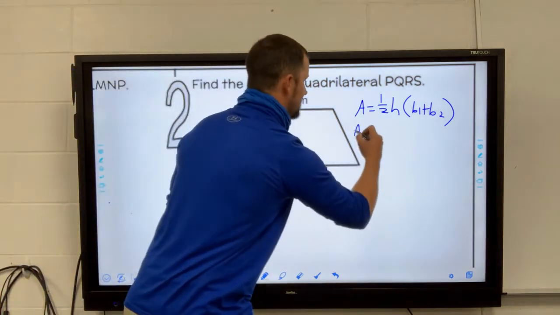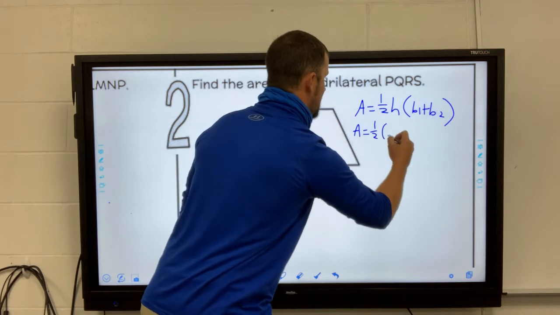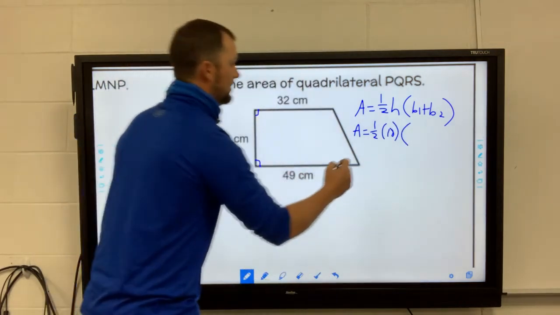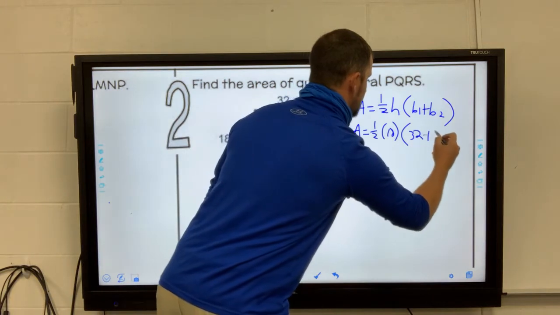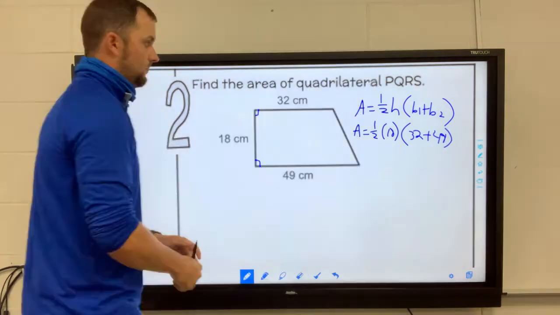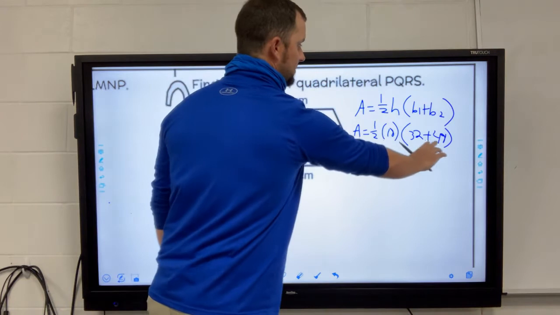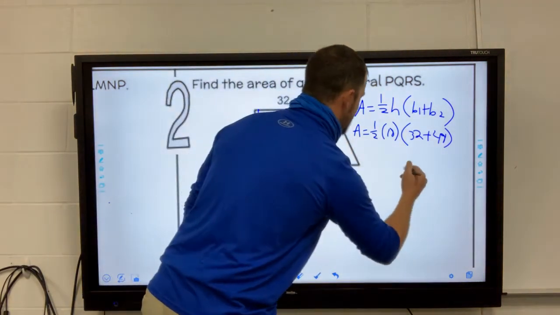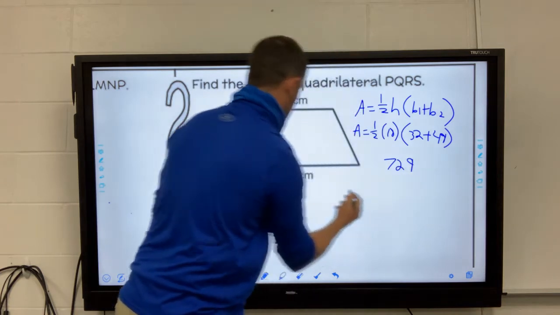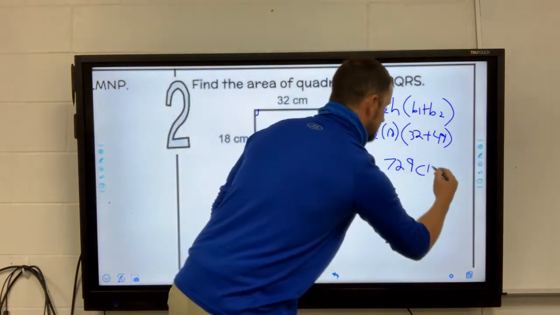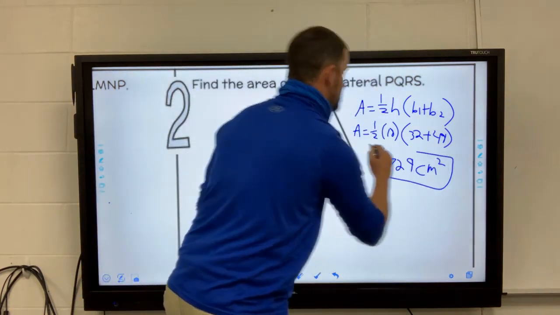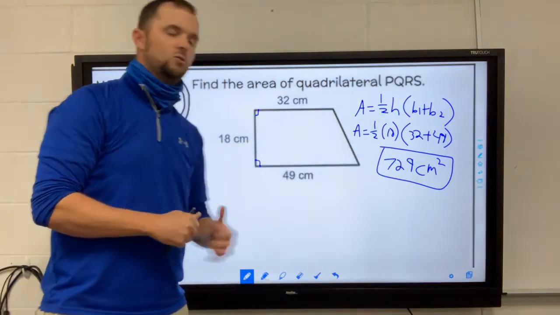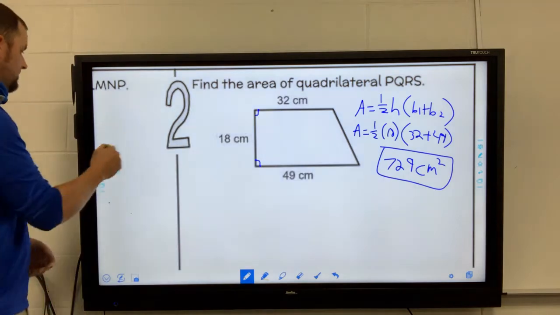So the area is going to equal 1/2 the height, which is 18. And then I'm going to do base 1 plus base 2. So 1/2 of 18, 32 plus 49, is all going to work out to be 729. And it looks like I'm dealing with centimeters again, so centimeters squared. So ladies and gentlemen, the area of this trapezoid is going to be 729 centimeters squared. Let's jump over to example number 3.